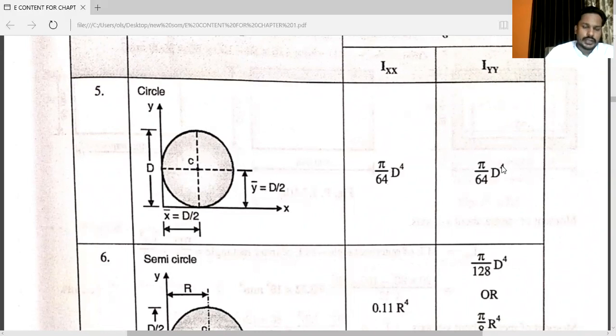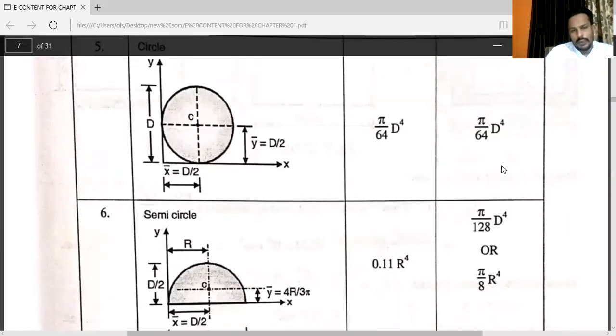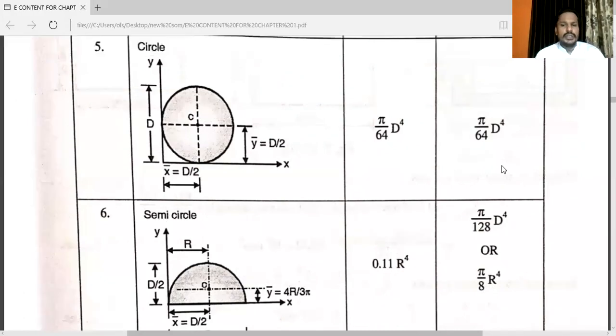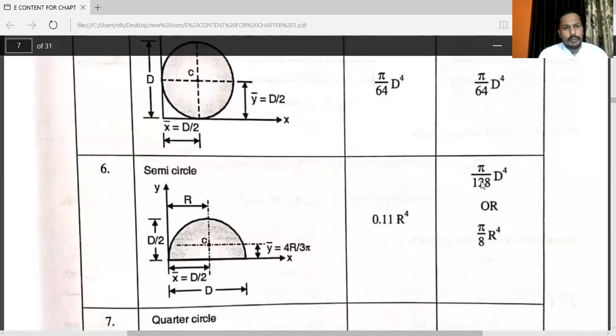See, proofs are given, but you have to make a chart for each and every shape. That will be more understandable if you make a chart. At the time of exam, you can revise all the things very well.